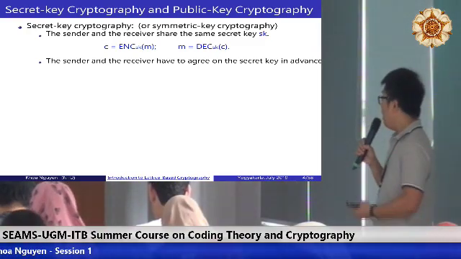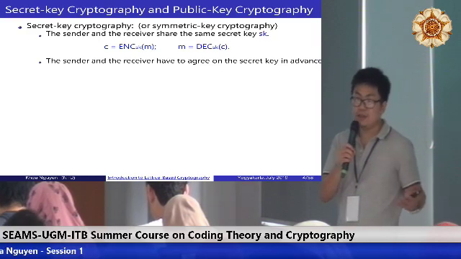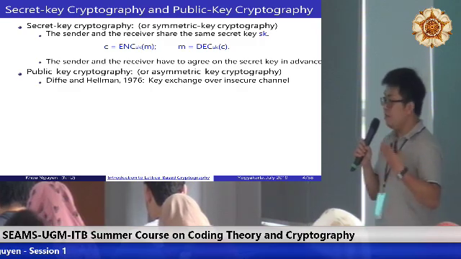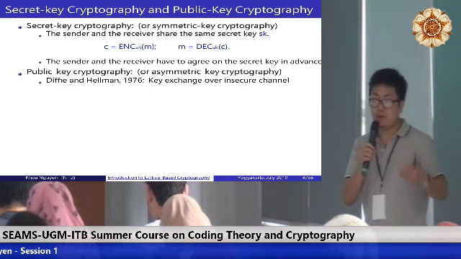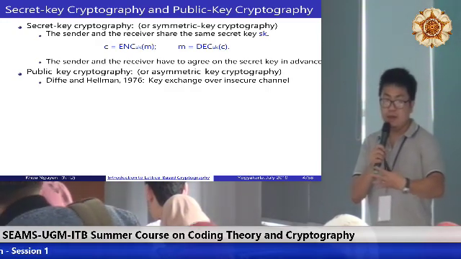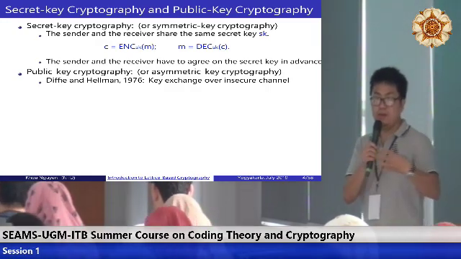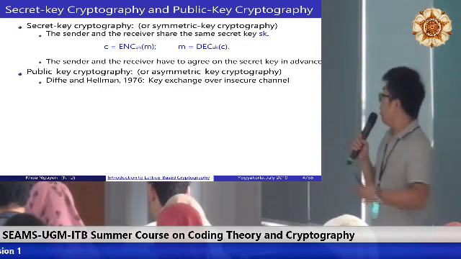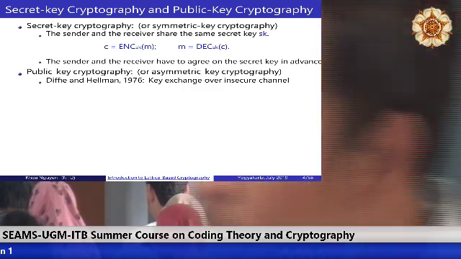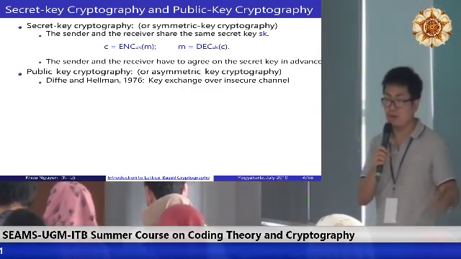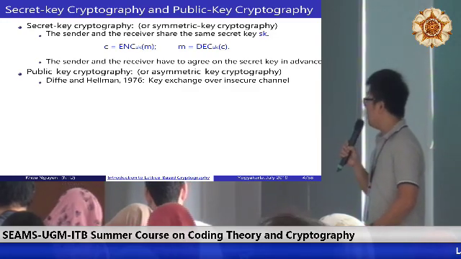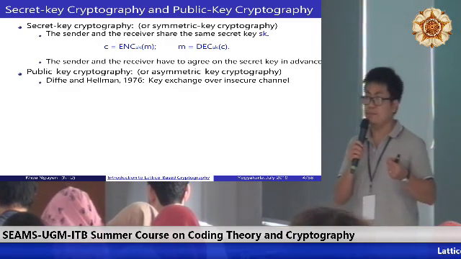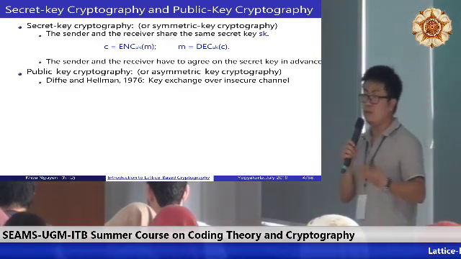However, in 1976, there was a major breakthrough in the field made by Diffie and Hellman. They showed that two parties who never met in person in advance can agree on a key, and they can communicate over an insecure channel without meeting in person. This work by Diffie and Hellman essentially established the beginning of what we call public key cryptography.